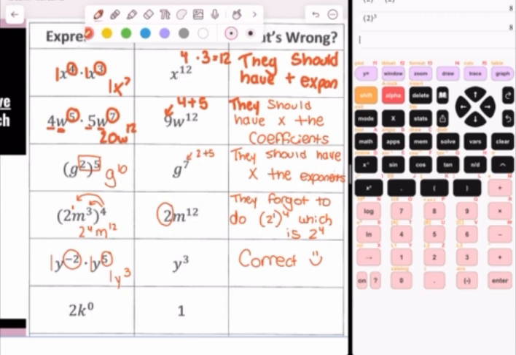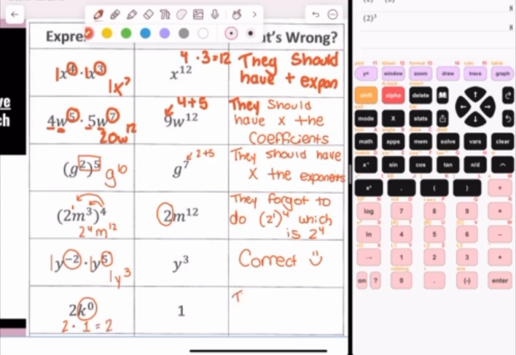All right, and this last one, 2k to the 0 power. Anything to the 0 power does equal 1. So this part right here equals 1. But we still have this 2 on the outside, and 2 times 1 equals 2.